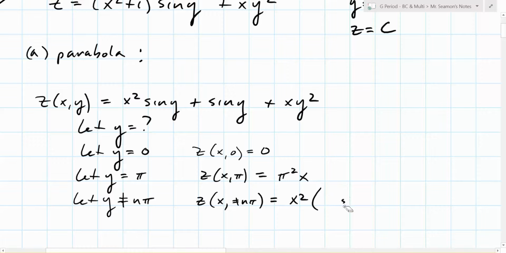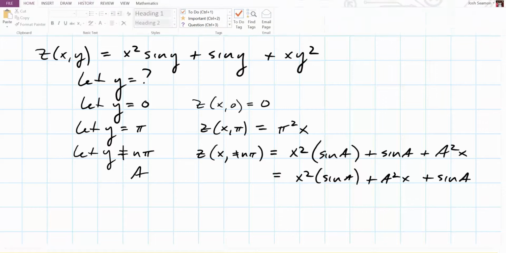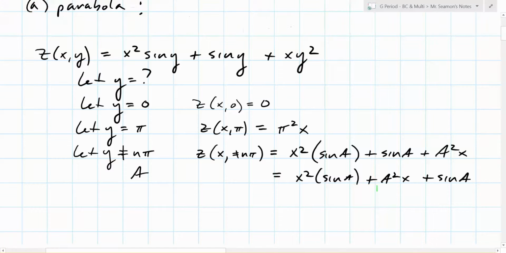Could we just, yeah, we could say, so let's just say y is equal to a. Sine of a plus what? Sine a plus a squared x. So we have x squared sine a plus sine a plus a squared x. What are all of those things involving a? No, not necessarily one. We're saying they can be anything other than n pi. So the only thing we can say for certain is that all of these are what?